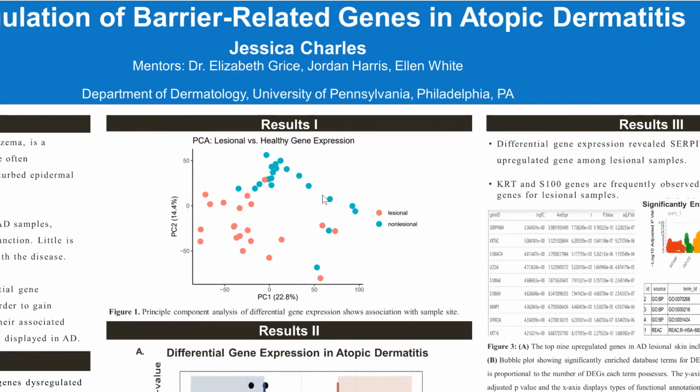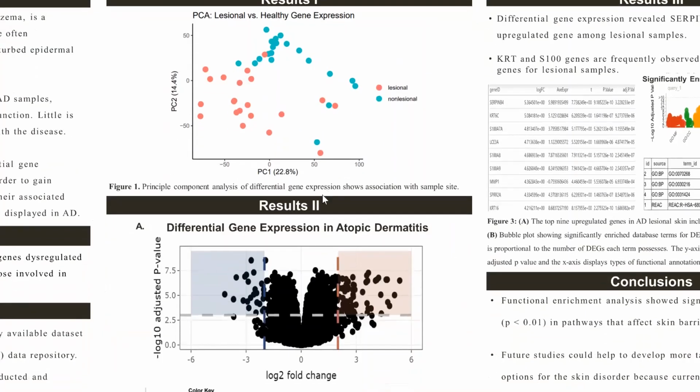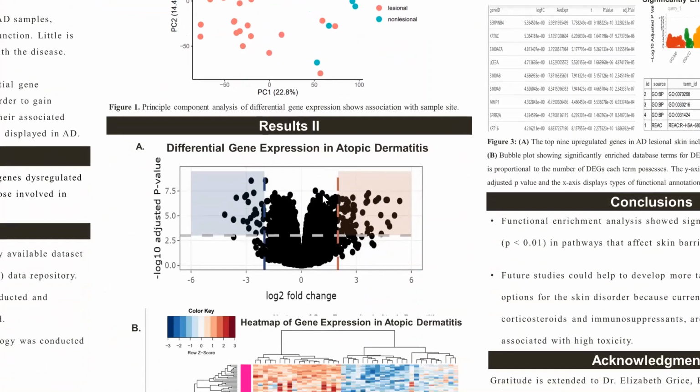In Figure 1, the PCA plot shows separate clustering of the two sample sites, which is evidence of different gene expression in the lesional versus non-lesional skin. In order to further investigate differentially expressed genes in lesional skin, I created a volcano plot seen in Figure 2A. It displays an overview of all differentially expressed genes in the healthy and lesional AD samples, with dots in the red region being highly upregulated in lesional samples.